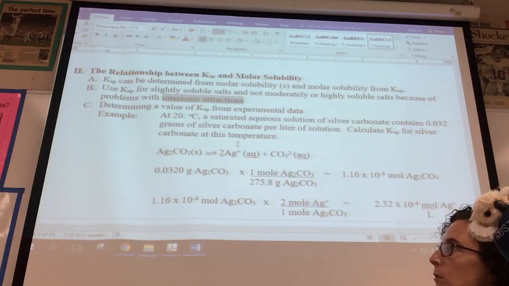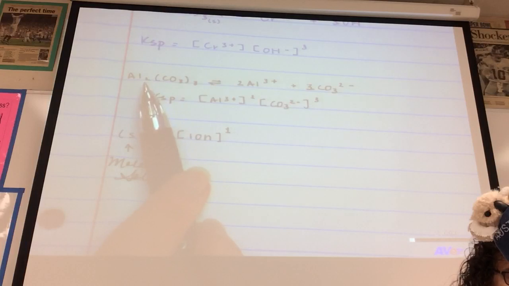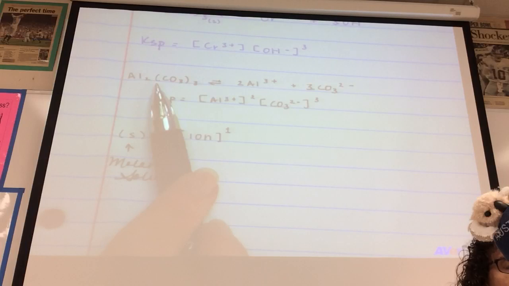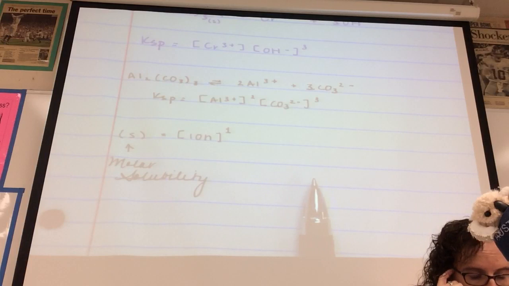if you have something like aluminum carbonate, which is barely water soluble, its interionic interactions will be stronger than the ion dipole forces that can form. In contrast, if you had something like sodium chloride, the ion dipole forces will be stronger than the interionic interactions. And we talked about that in a previous pre-lab.